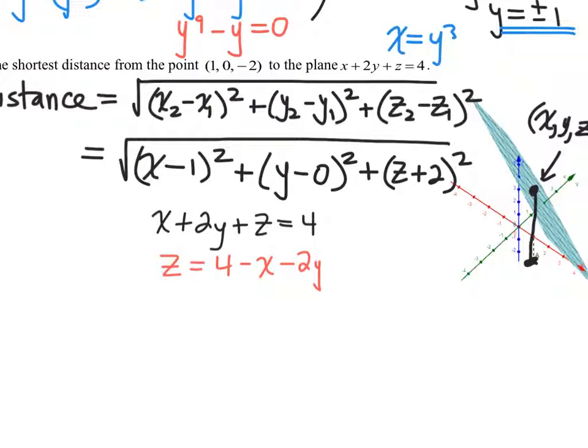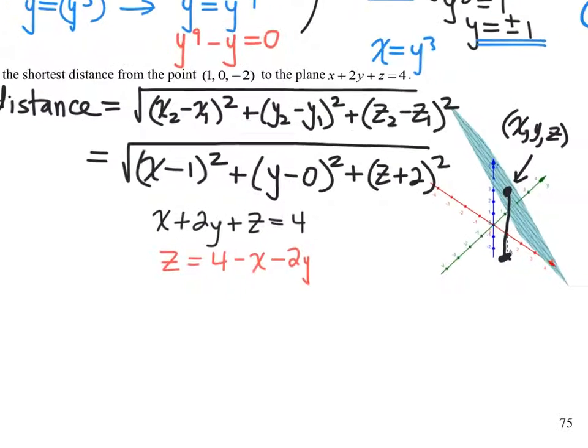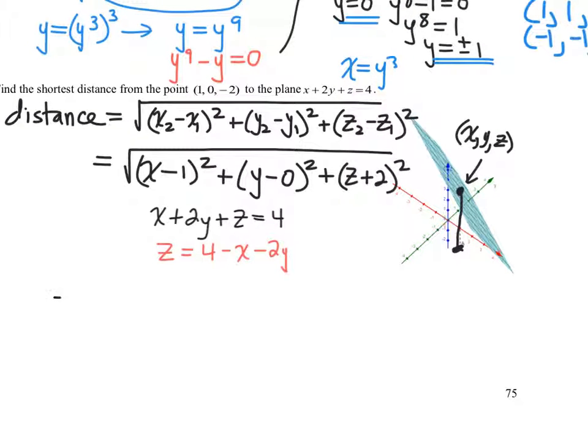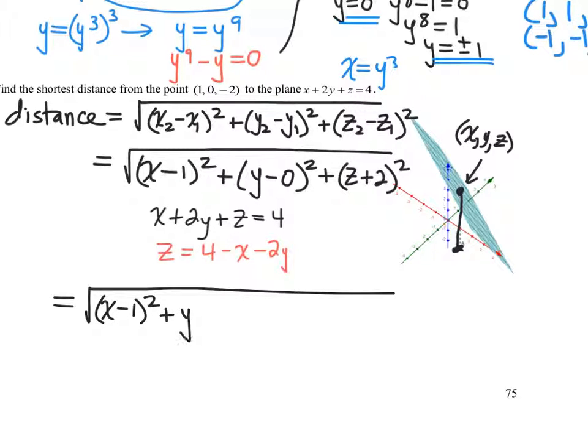So I could redefine my function as x minus 1 squared plus, I'll clean the middle part up to y squared, which I think is a reasonable thing to do. And then I'm going to replace the z here with what z is equal to.